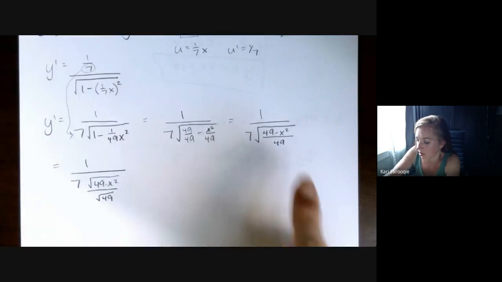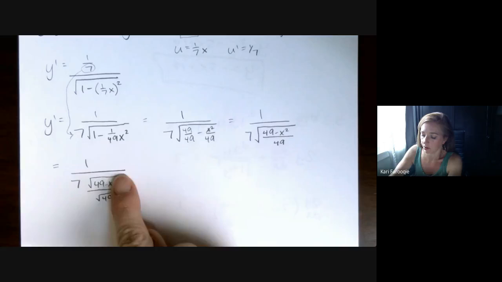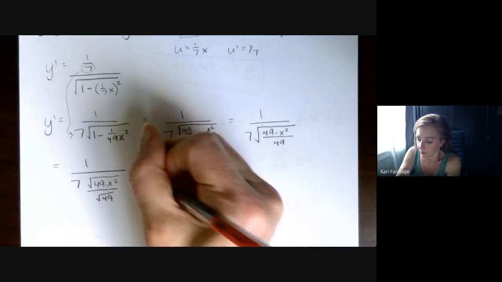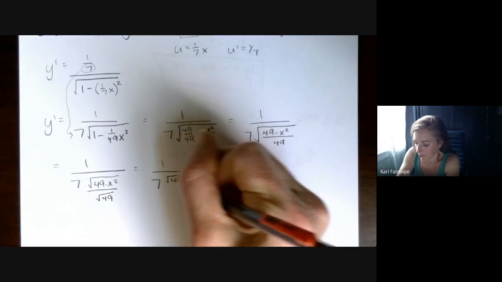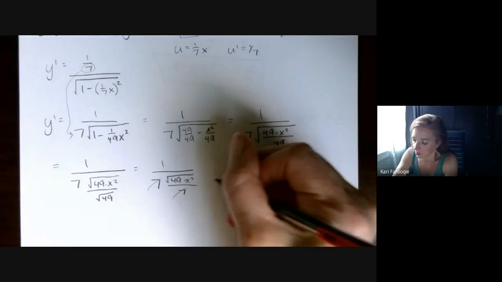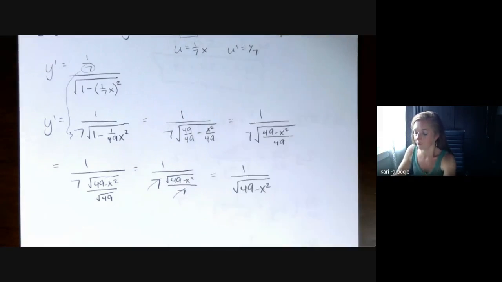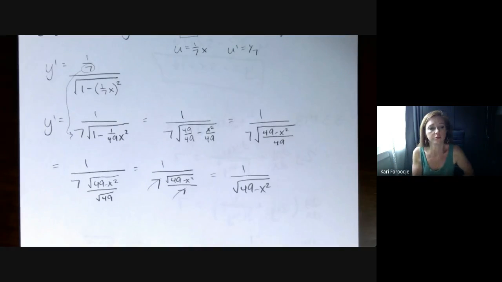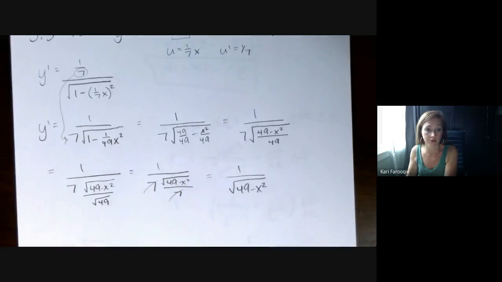Remember that you can break up a quotient inside a radical as the quotient of 2 radicals. And then you can cancel out these 7s. And again, you may want to do that. It does not matter to me. I just feel like your simplification is slightly easier because you're not dealing with as many crazy things going on in your denominator.